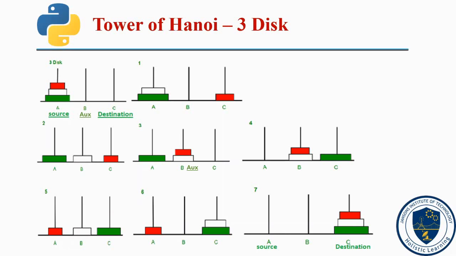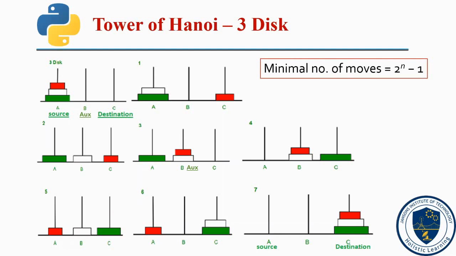With 3 discs, the minimal number of moves required to solve a Tower of Hanoi puzzle is 2 to the power of n minus 1, where n represents the number of discs. A puzzle with 3 discs takes 2 to the power of 3 minus 1, which gives us 7 as a result. So you can see we have taken 7 steps to solve this puzzle.